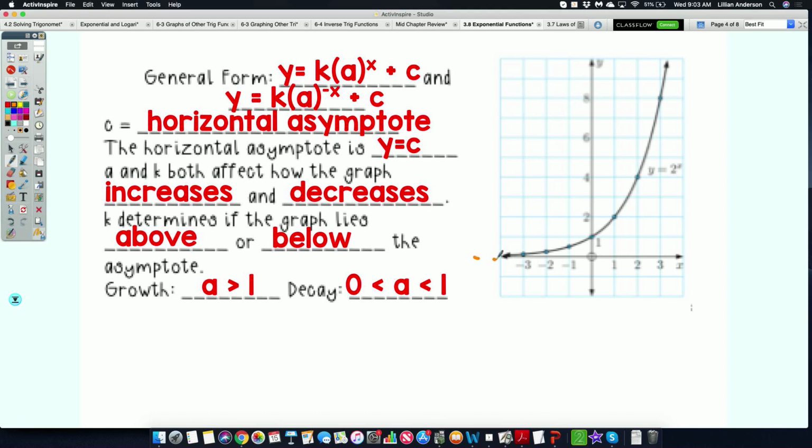And if the exponential function is this 2 to the x, is there any value that I could plug in for x that's going to give me a negative y value?